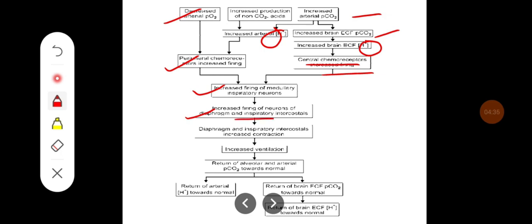that increases the firing of the neurons of diaphragm and intercostal muscles, that increases the contraction. There will be increase in the ventilation, and that causes return of alveolar and arterial PCO2 towards the normal. So that means it balances the H plus ions, and it is going to wash out the carbon dioxide and brings back the H plus ions back to the normal.